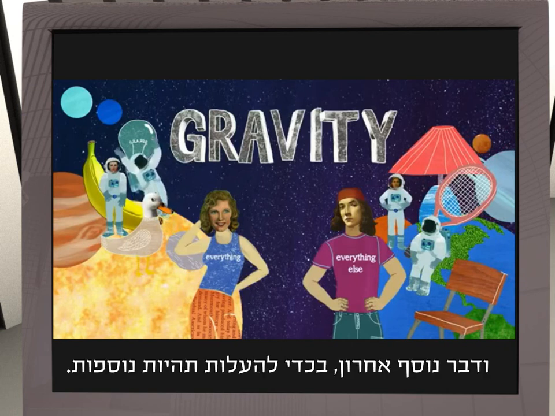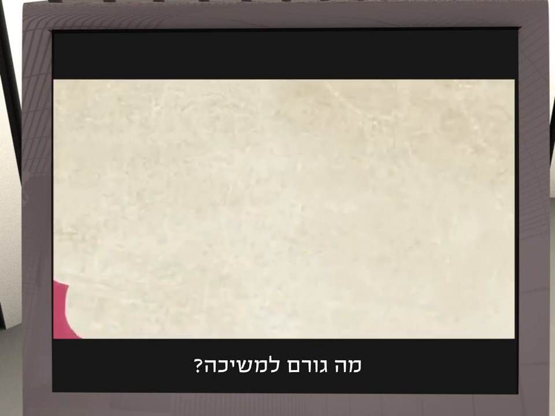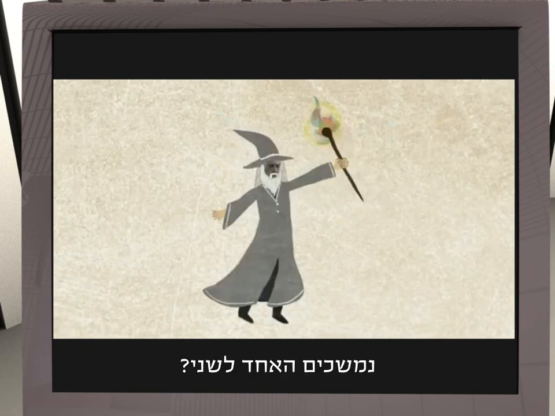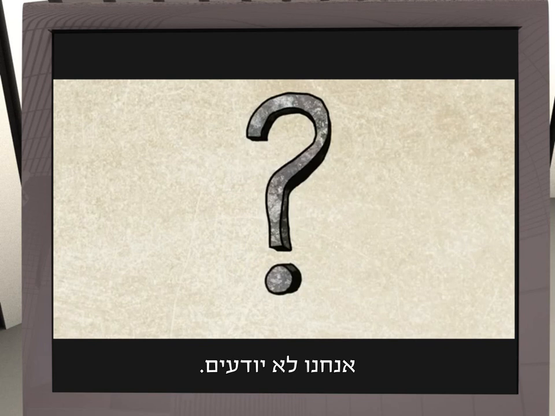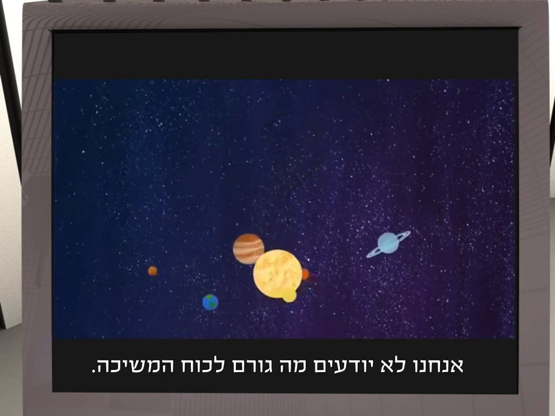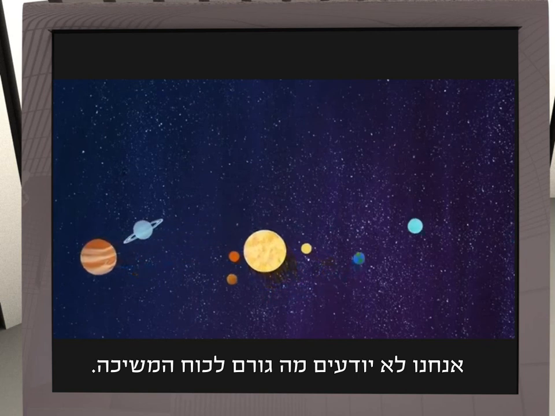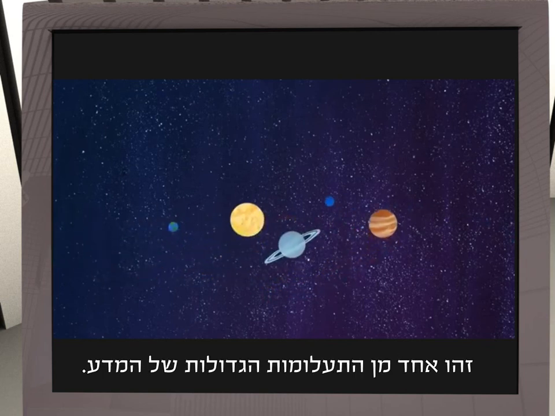Everything. Oh, and one last thing, just to make you wonder. What causes gravity? Why are two objects with mass attracted to each other? Well, the answer is, we don't know. The cause of gravity remains a mystery to scientists. We don't really know conclusively what causes gravity. It is one of the great mysteries of science.